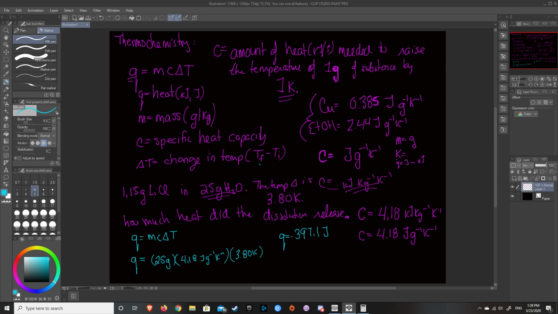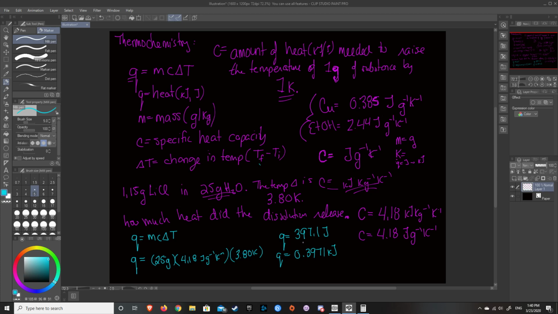Joules. So that's our unit in joules. If the question states that it wants the answer in kilojoules, you take this number and divide it by 1,000. So Q is equal to 0.3971 kilojoules. So that is your answer. That is how much heat was absorbed or released in this case.